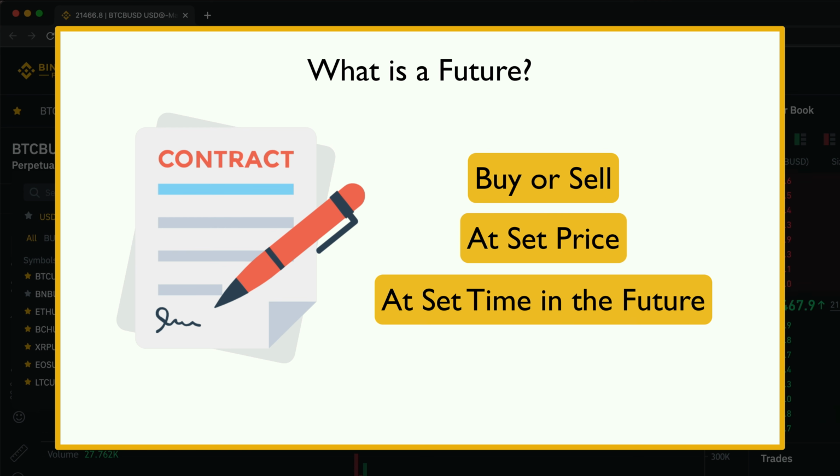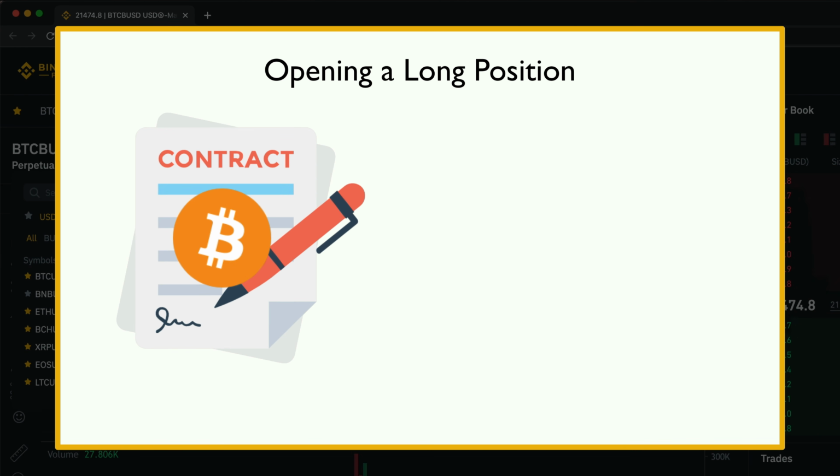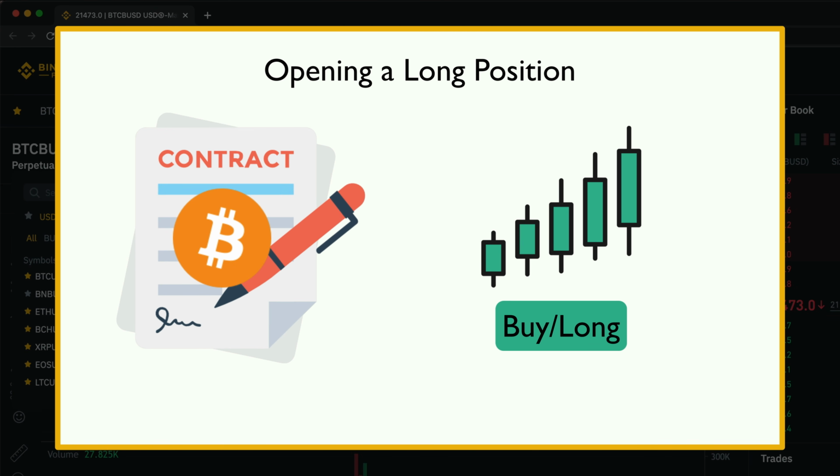So for example, when we are trading a Bitcoin future, we're not really buying or selling Bitcoin itself like we would do in the spot market, but we are entering a contract saying that we will buy or sell Bitcoin in the future. So for example, when we go long on a Bitcoin future, we expect the price of Bitcoin to go up. So we enter a contract saying that we'll buy Bitcoin at a later date, but at a price which is determined right now and which is usually close to the current Bitcoin price.